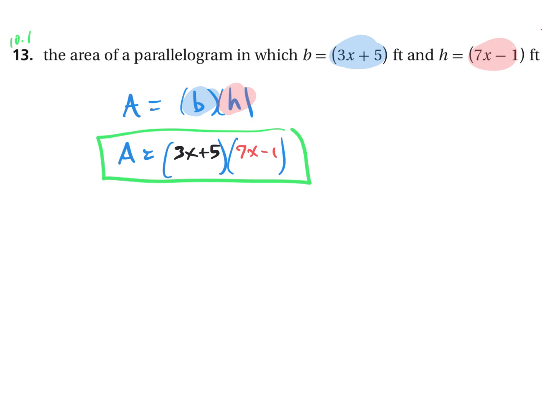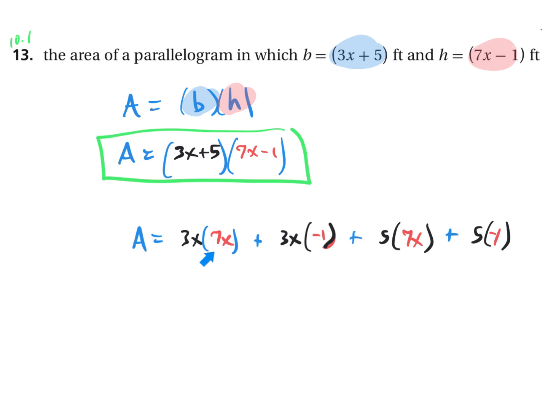The answer key, though, probably multiplied these two binomials out, in which case we would have had the following. So first times first, outside times outside, inside times inside, and last times last.